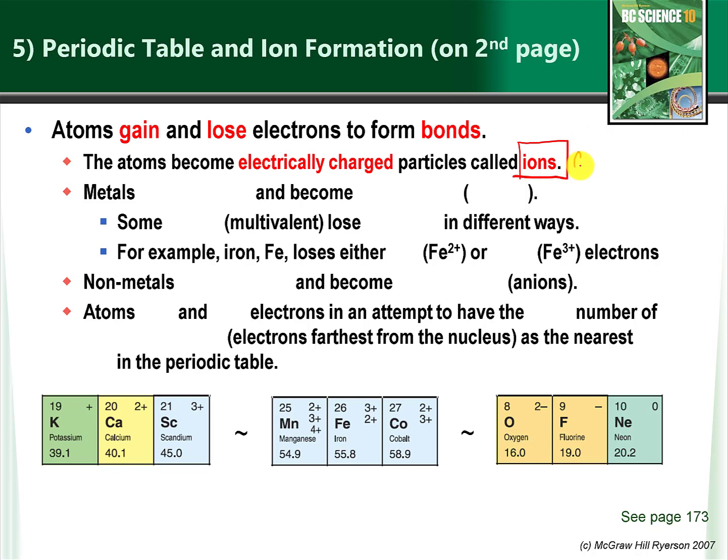Important term. They're either atoms, and that's when the protons equal the electrons, or when the protons don't equal the electrons, they're called ions.